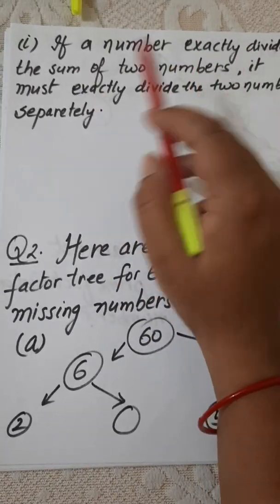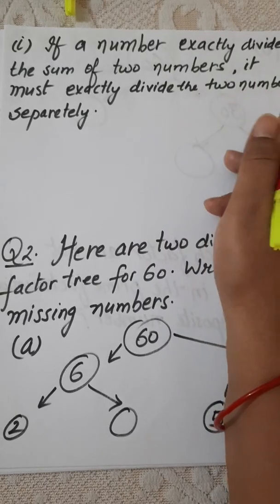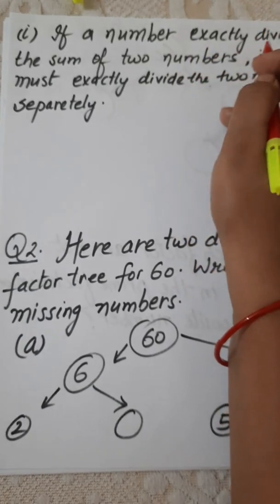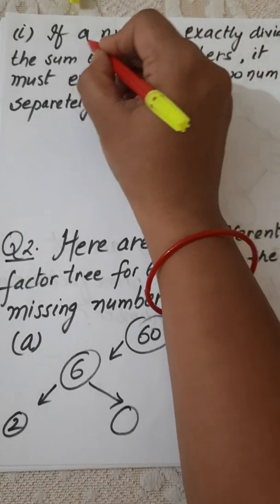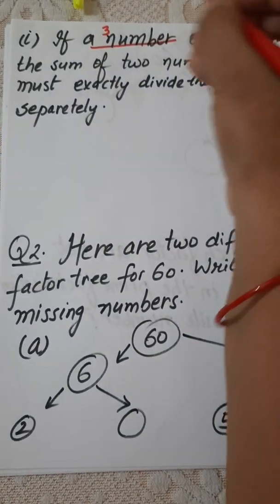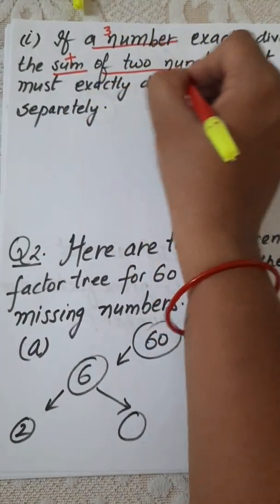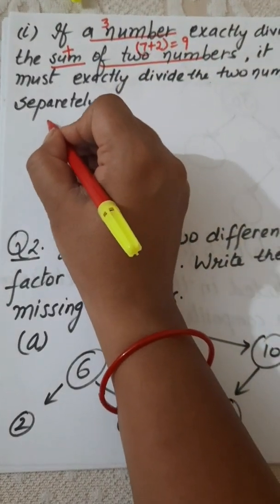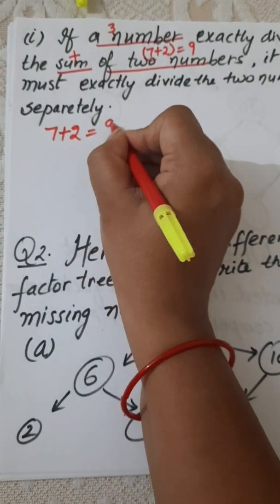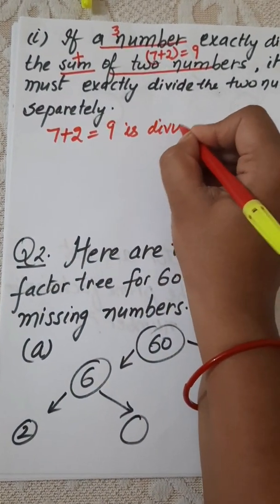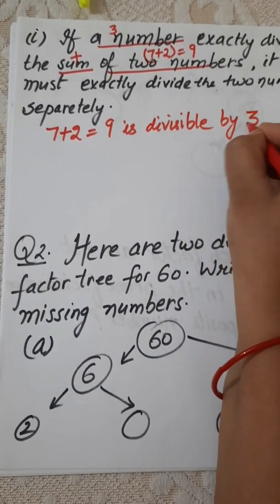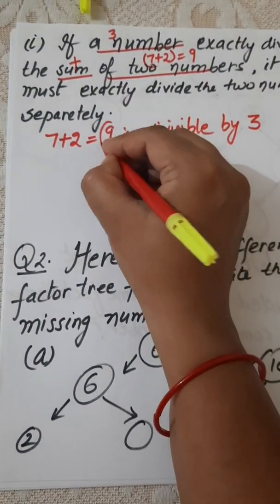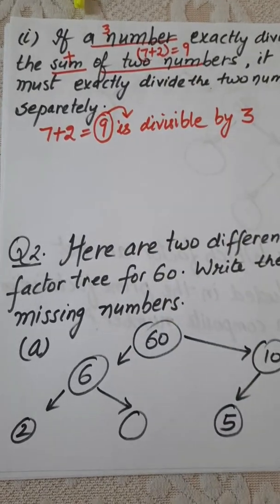If a number exactly divides the sum of two numbers, it must exactly divide the two numbers separately. This is the vice versa statement of H part. Suppose we have a number 3 and it exactly divides the sum of two numbers. Sum means plus of two numbers. Suppose I take 7 plus 2, because 7 plus 2 equals 9. So 9, the sum of these two numbers, is exactly divisible by 3.